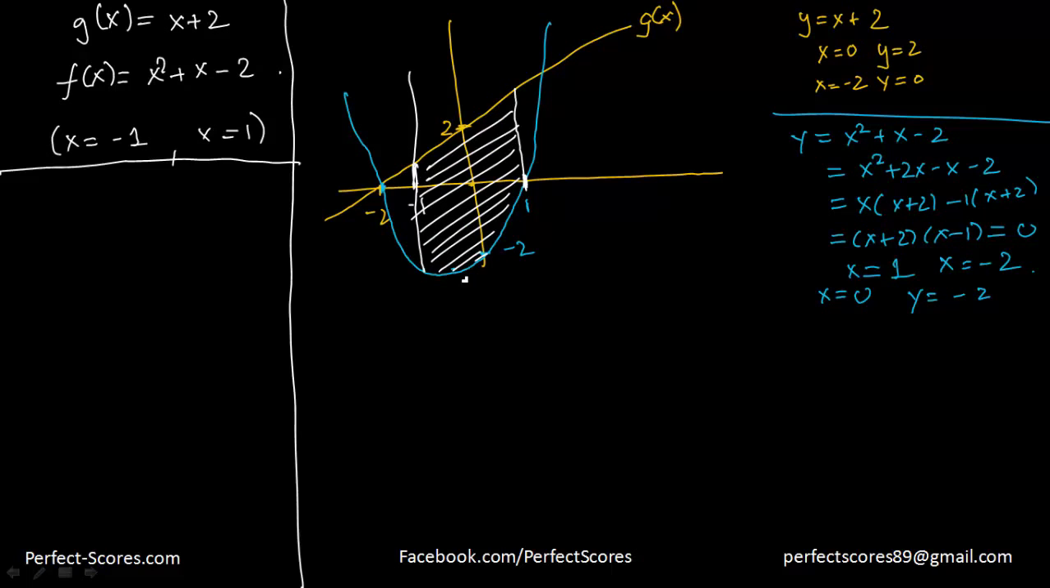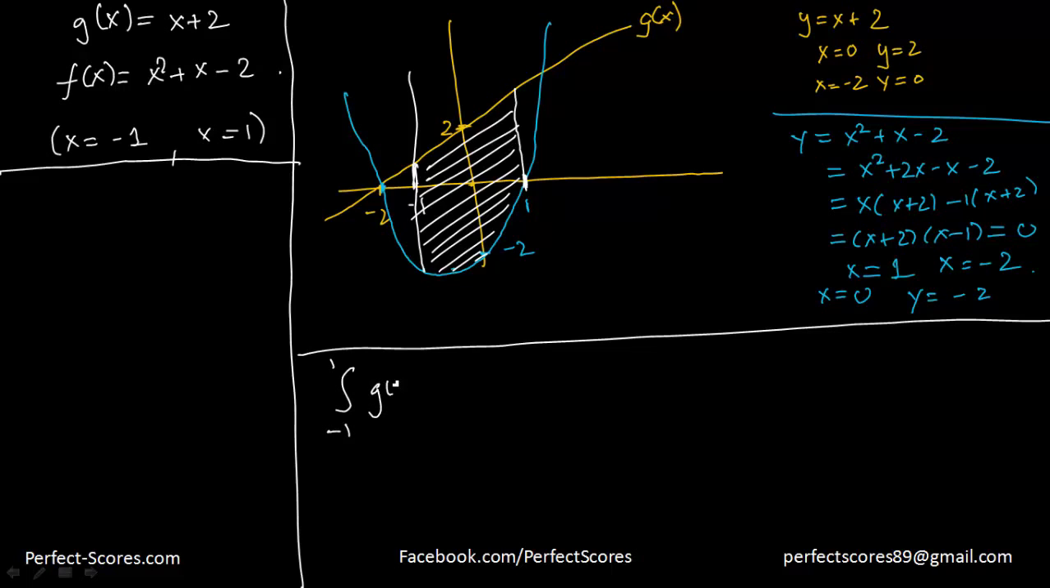Fine. So this is what I have to do. I have to find this area. Now that was just the geometric representation of it. But if I were to find the area using the expression, that would simply be from -1 till 1 of g of x minus f of x, because as you can clearly see, g of x is above f of x. So I have to find this area. The area under g of x minus the area under f of x will give me this area.